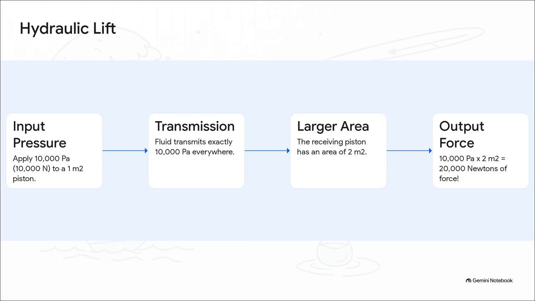Let's say you apply 10,000 pascals of pressure to an input piston that has an area of 1 square meter. That's 10,000 newtons of force. The fluid transmits that 10,000 pascals perfectly to the output piston. But what if we engineer that output piston to be bigger, say an area of 2 square meters? We know pressure equals force over area. So 10,000 pascals acting on 2 square meters equals 20,000 newtons of output force. By simply widening the area of the output piston, we literally double our lifting force without putting in a single ounce of extra effort. That right there is exactly how a mechanic can so easily lift a 2-ton car.